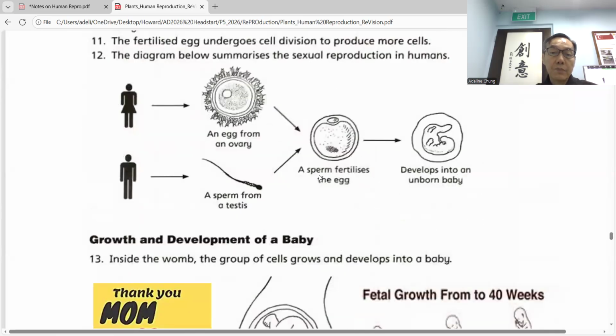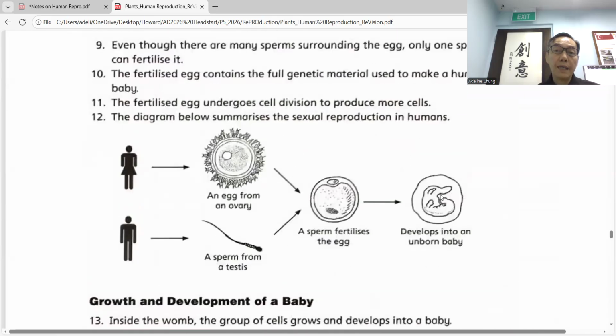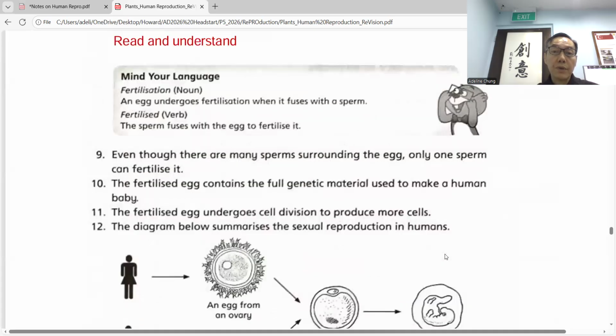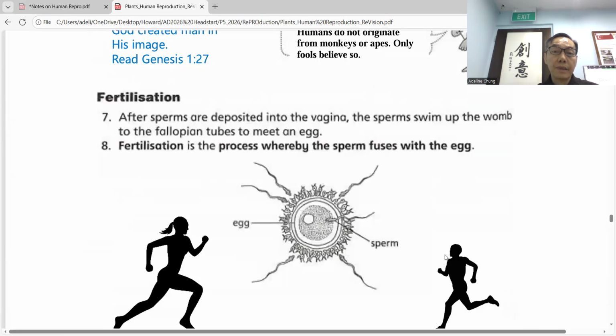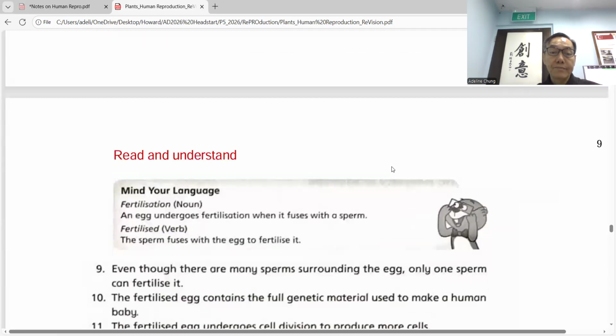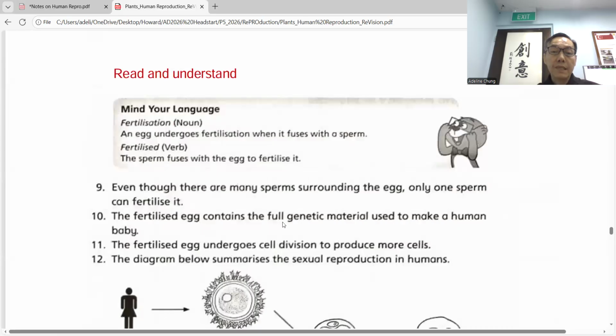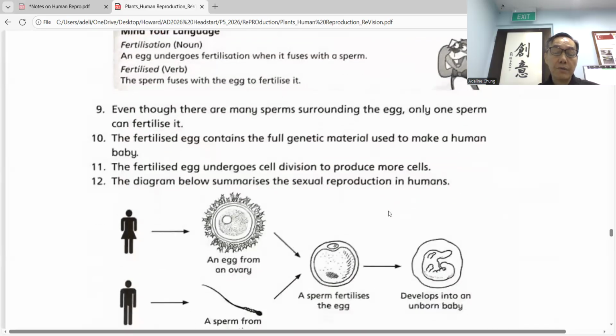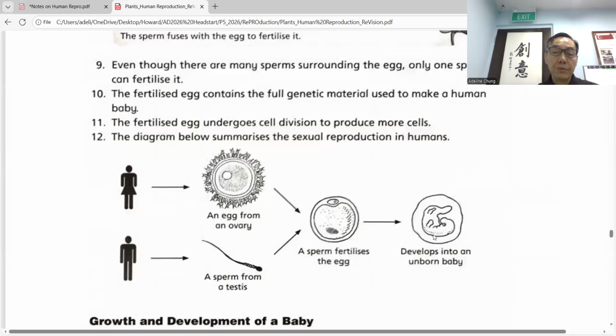When the sperm fertilizes the egg, it develops into an embryo. Into an embryo means it will multiply, and both the male and the female genetic material will be present in the newborn. The process of fertilization occurs when the sperm fuses with the egg. After that, the fertilized egg contains the full genetic material to make a human, and it undergoes cell division to produce more cells. It will develop into the fetus.